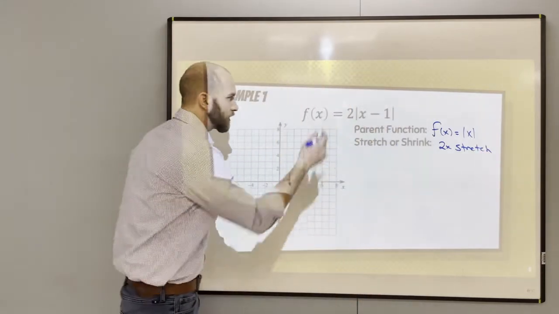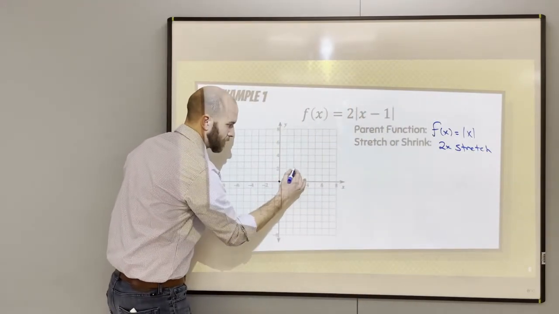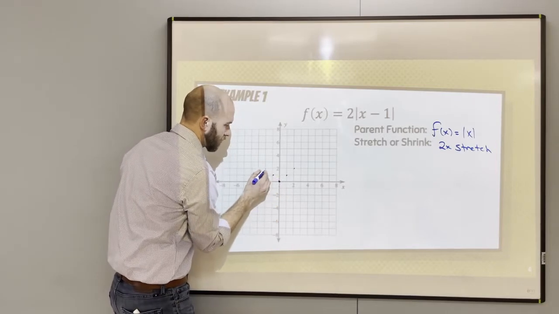Okay, so if we look at our parent function, I'll just graph it real quick in blue. And I'll just do a couple points for us.